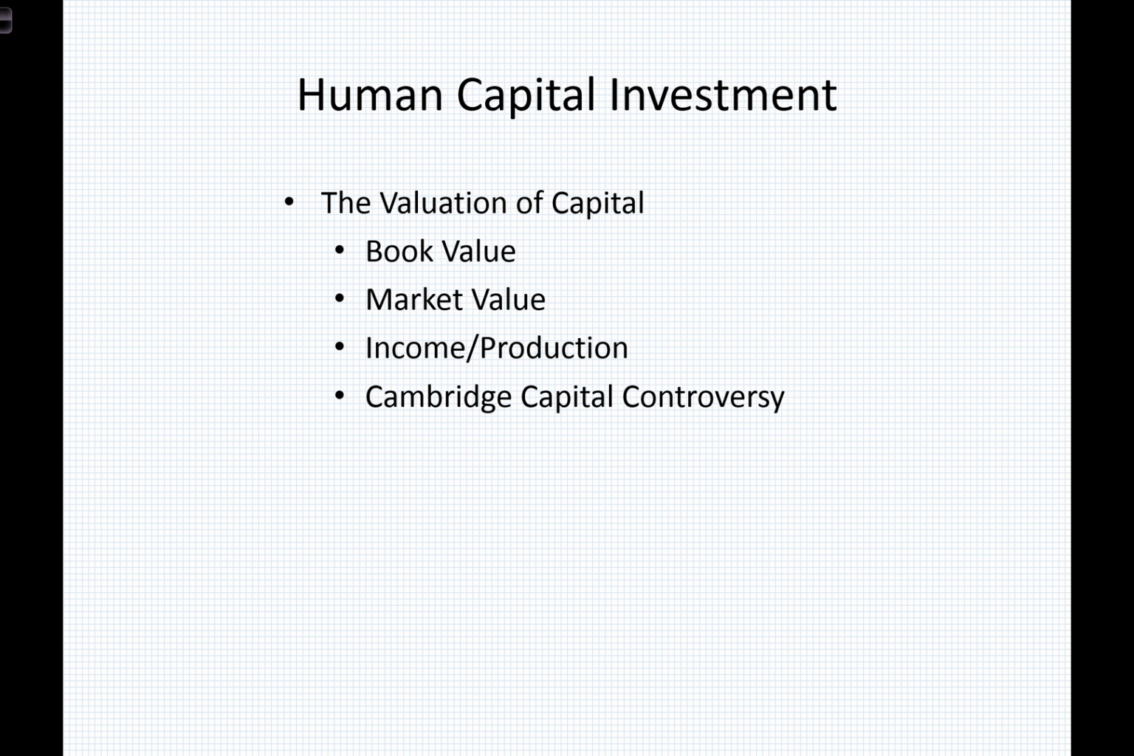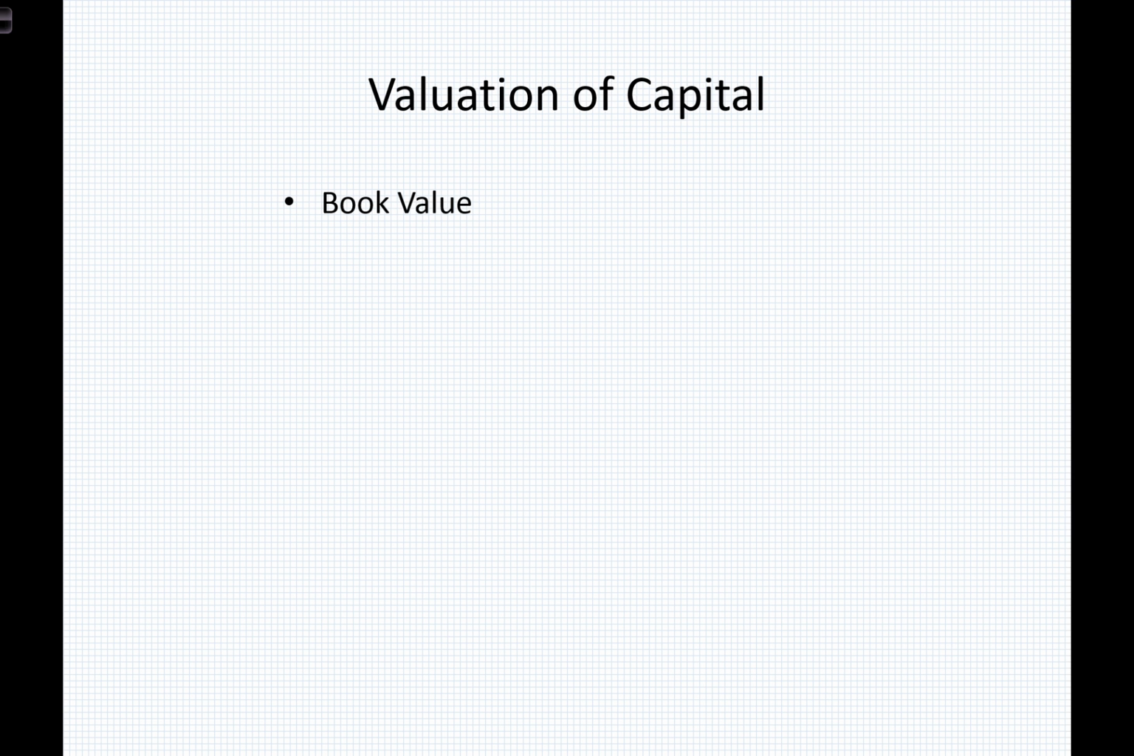The first would be our book value, and this would be more of an accounting metric, the value that we hold the capital on the books of our company, our balance sheet. Our market value, and our income and production value. And then separately in this segment, we're going to talk a little bit about what's referred to as the Cambridge Capital Controversy. So let's think about book value for a moment.